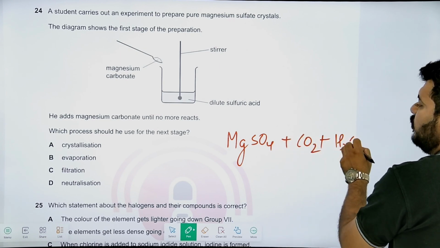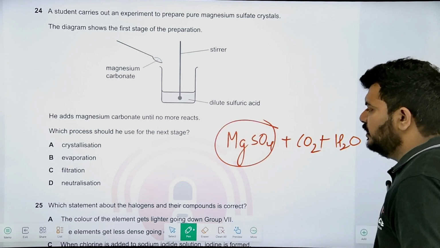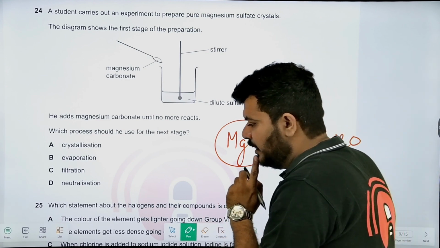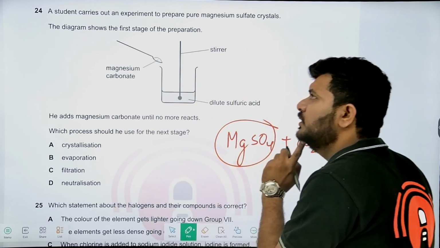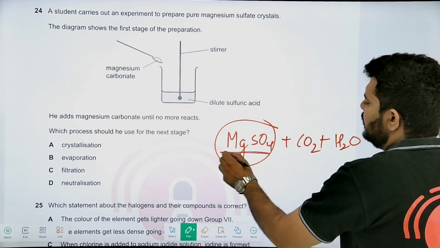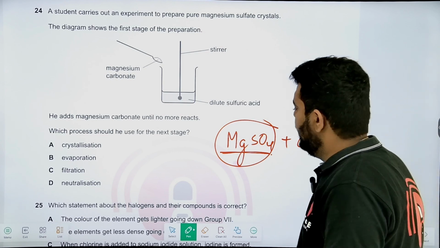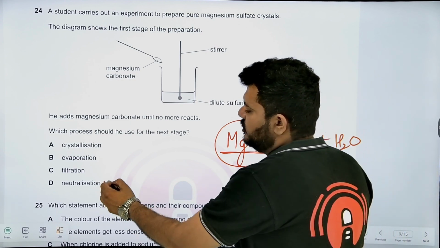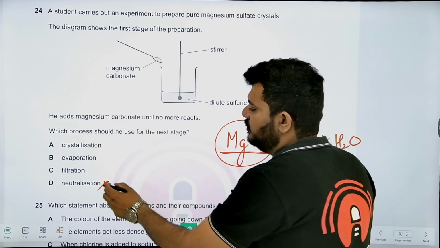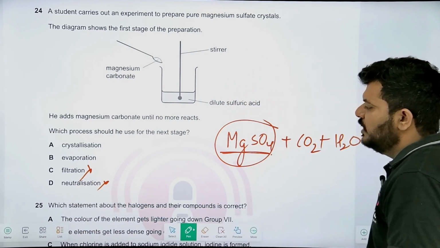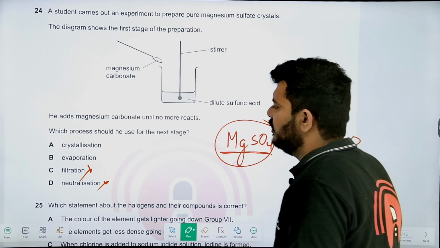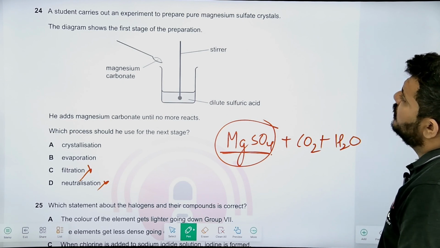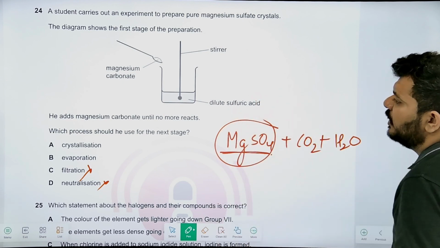And water will form. So magnesium sulfate, is it a soluble salt or an insoluble salt? All sulfates are soluble except barium, and one more is insoluble, but magnesium sulfate is soluble, right? So if it is soluble, then neutralization is not required. Because it is soluble, filtration does not work. Because it is a sulfate, you can go for crystallization, but does it form a crystal salt? I don't think so. Pure magnesium sulfate crystals.